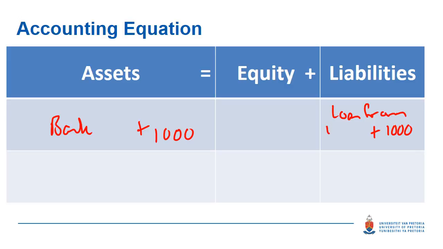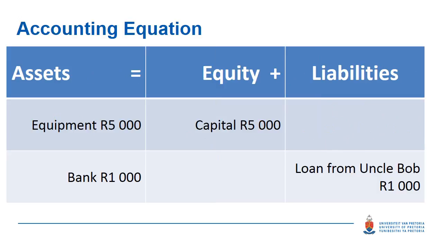So assets are 1,000 and her liabilities are 1,000. And in this case, equity is 0. So we see that the left side and the right side are equal. We say that the bank balance increased by 1,000 Rand and the loan from Uncle Bob increased by 1,000 Rand.